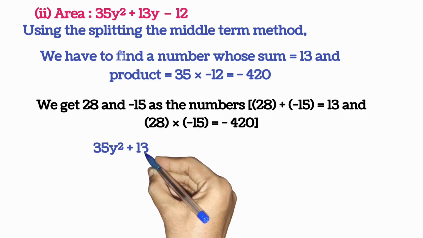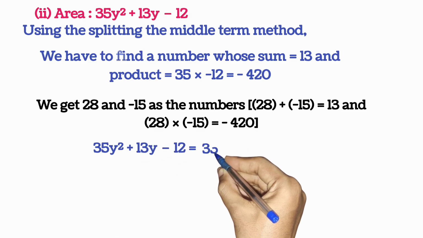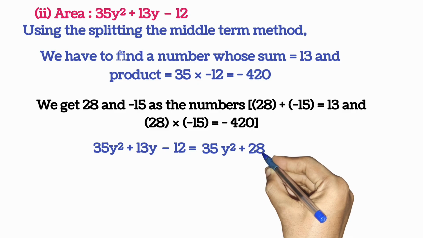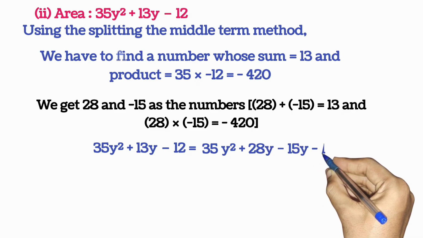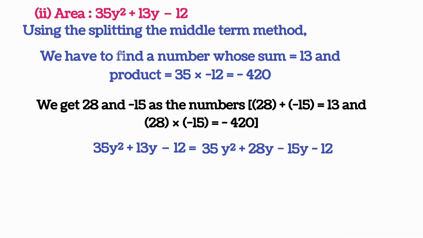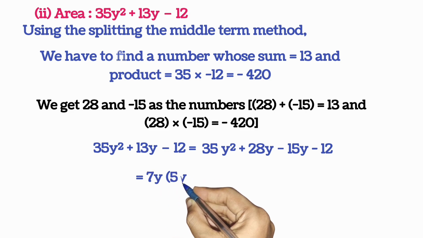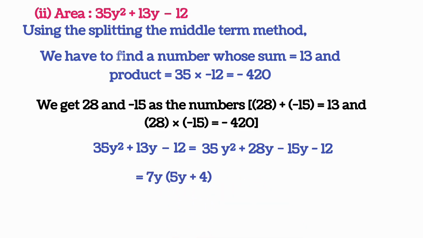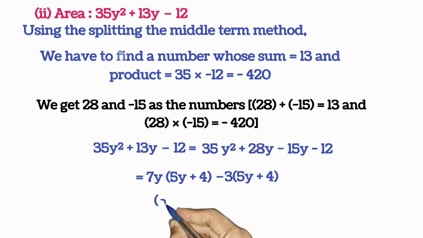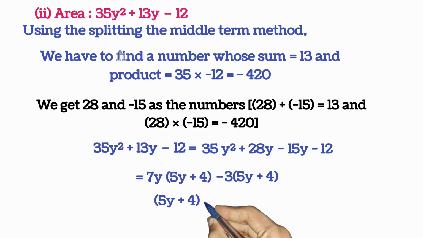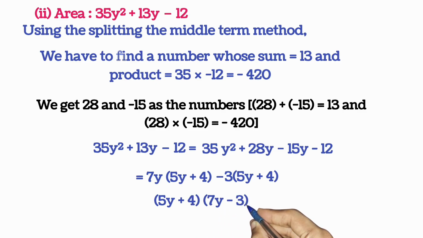Now 35y square plus 13y minus 12 is equal to 35y square plus 28y minus 15y minus 12. Now take 7y as a common from 35y square plus 28y. Then we remain with 5y plus 4, and taking minus 3 as a common from 15y minus 12, we remain with 5y plus 4. Now take 5y plus 4 as a common, then we remain with 7y minus 3.